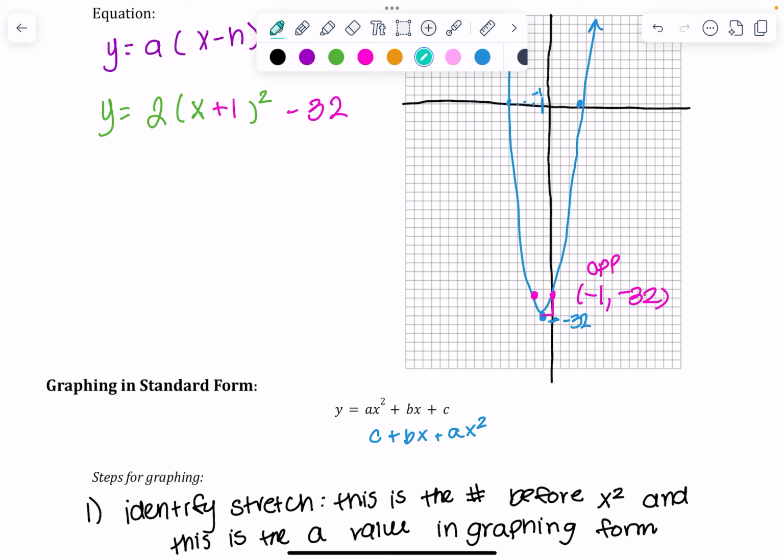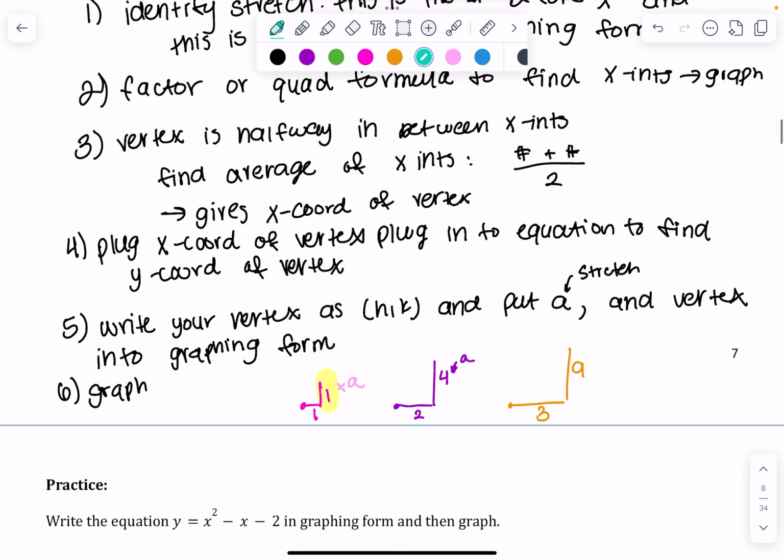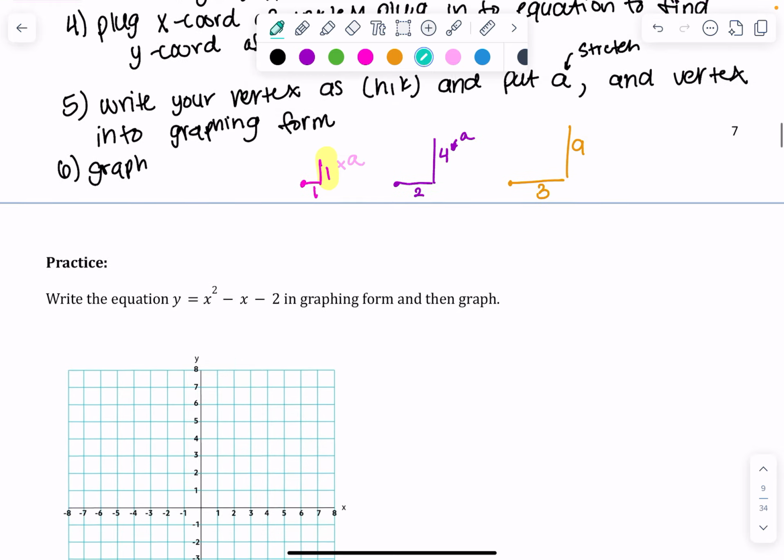Same thing here. If we go out 2, we normally go up 4, but we need to multiply the 4 by the 2, their stretch. So we're going to go up 8. So really, my parabola should have been a little skinnier. Should have looked more kind of like this, now that I have those more accurate points. Okay? All right, let's do a little bit of practice.